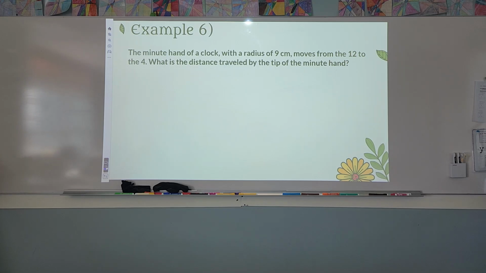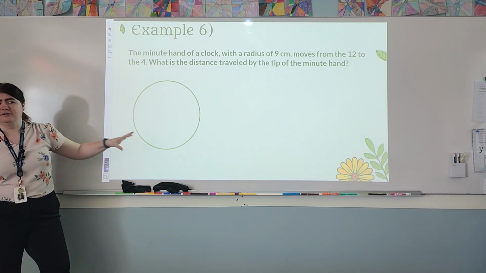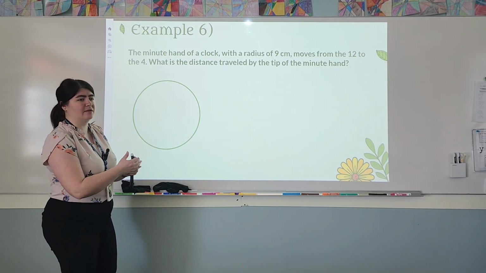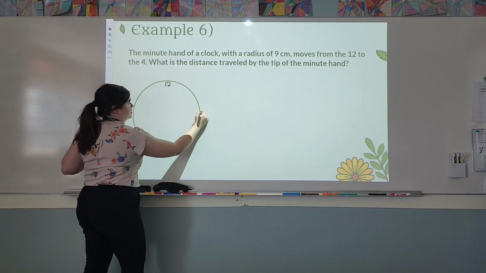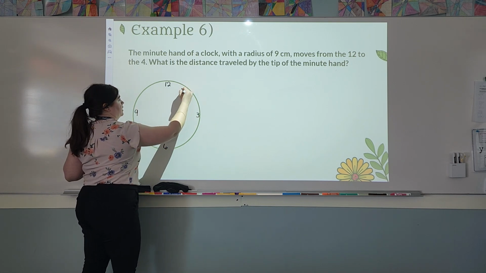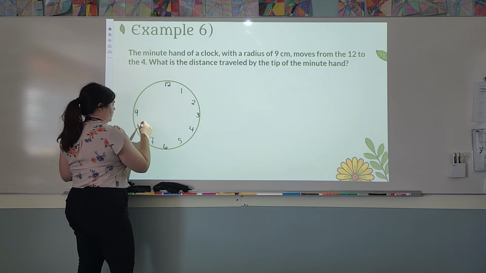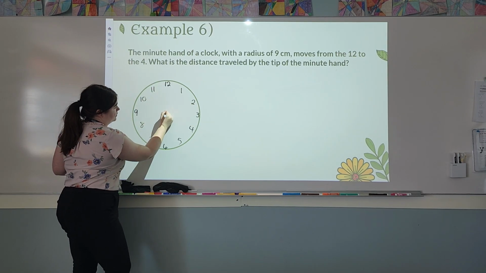In example 6, we have the minute hand of a clock with a radius of 9 centimeters moves from the 12 to the 4. What is the distance traveled by the tip of the minute hand? So here's a circle for our clock. This is an analog clock. I know some of you are not super familiar with those. So the very first thing we're going to do is fill in our clock. So we've got 12, 6, 3, 9, and then to fill in the missing pieces, I'm going around in thirds. And then we'd have the center.